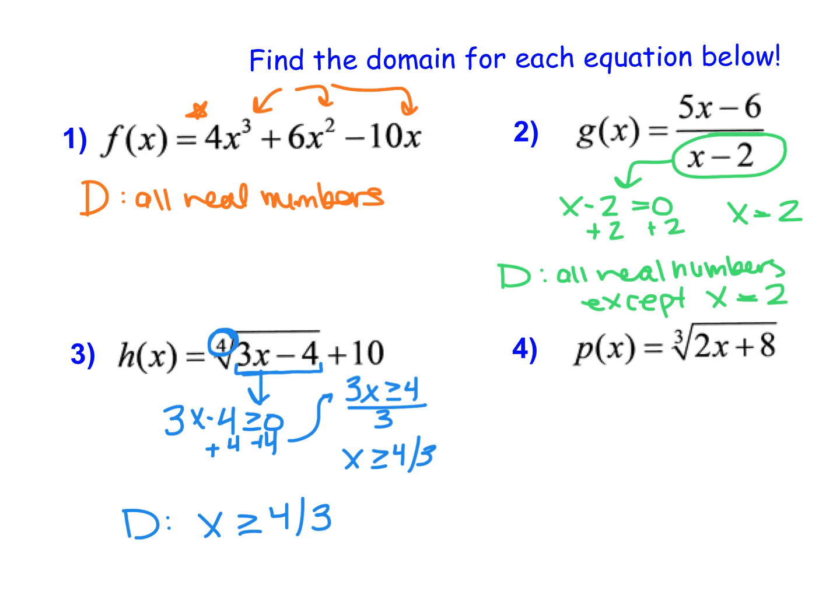And then in this final example, I notice that I do in fact have a root, but it's an odd root. And an odd root can take in positive, negative, or 0 numbers. As a result, I don't have any restrictions, so my domain here is all real numbers.